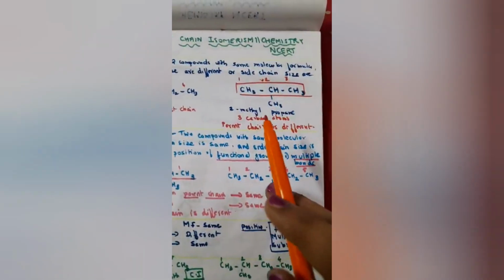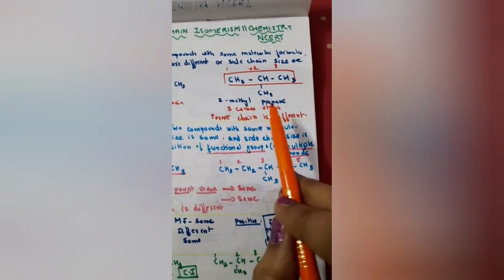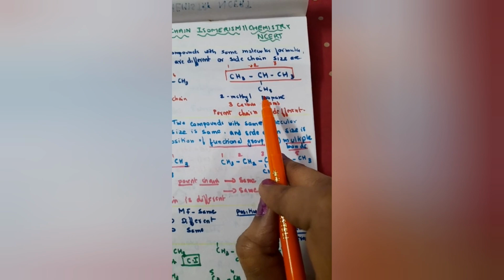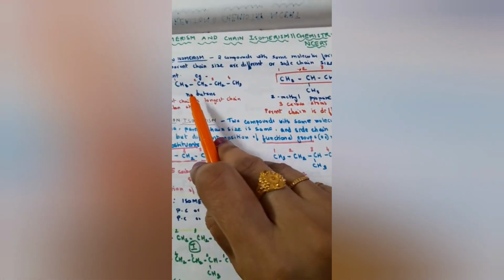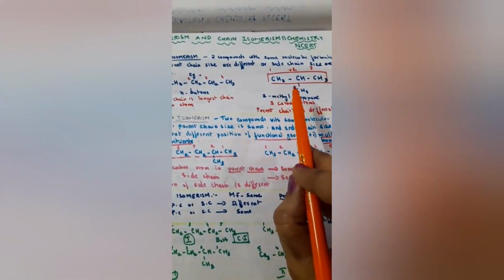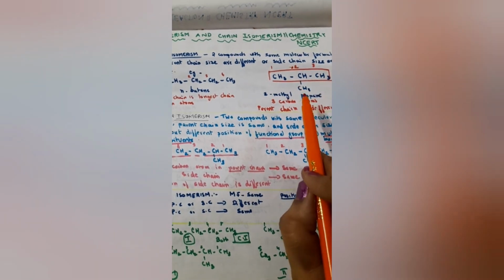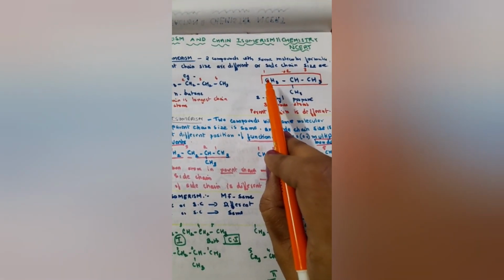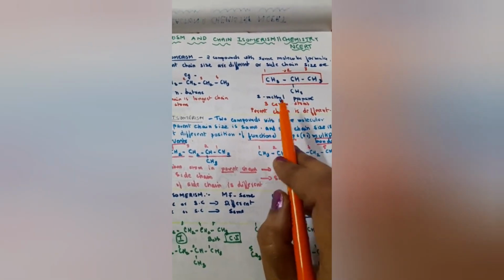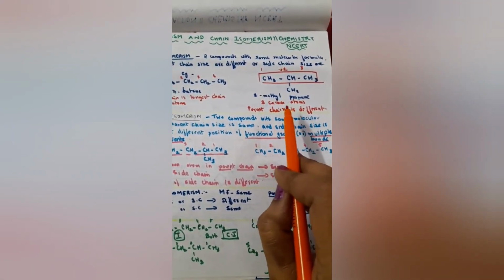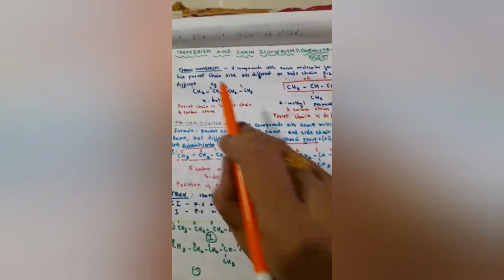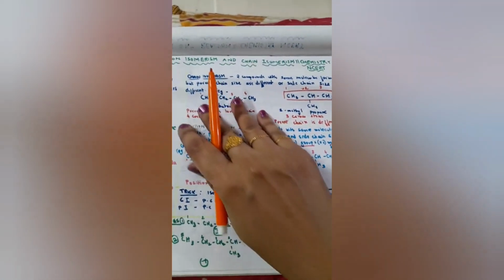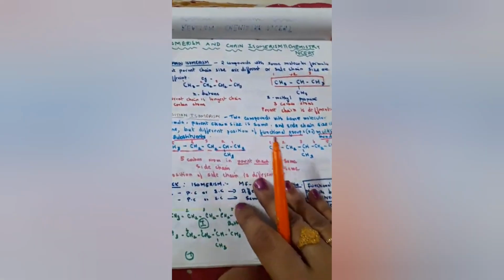Now what is this? This is 2-methyl propane, CH3CH(CH3)CH3. Here also the same molecular formula, but we are writing it differently. Now when you number the carbon atoms 1 2 3, the parent chain has only 3 carbon atoms. So the parent chain is different. In these two cases the parent chain is different, and that is what we call chain isomerism.